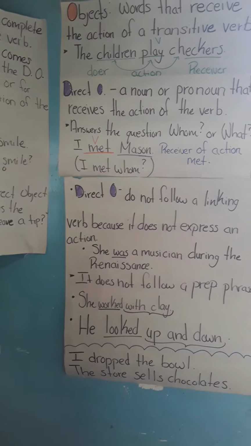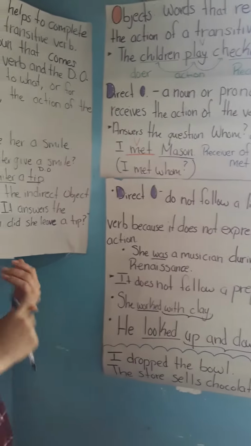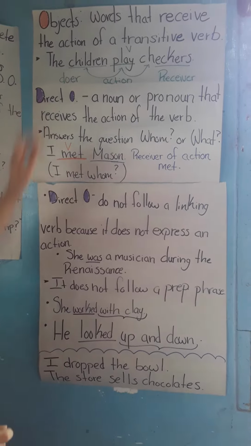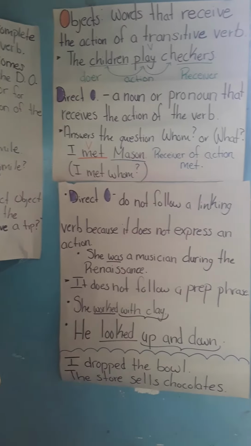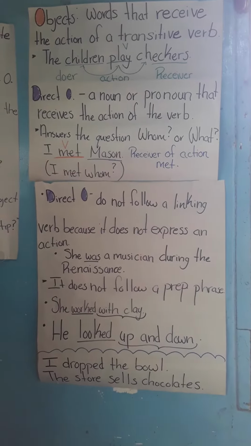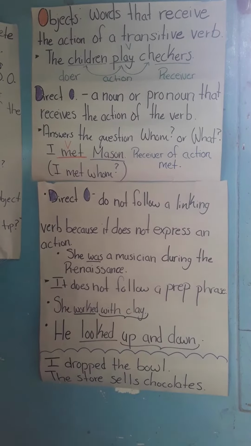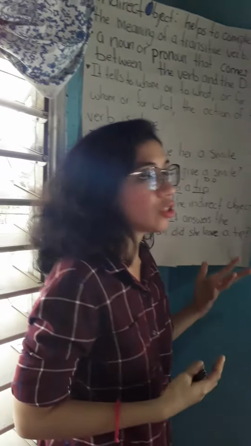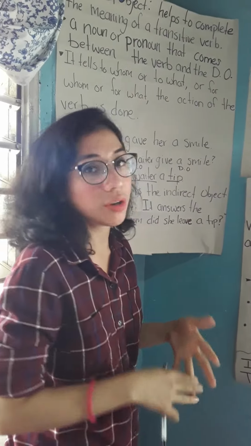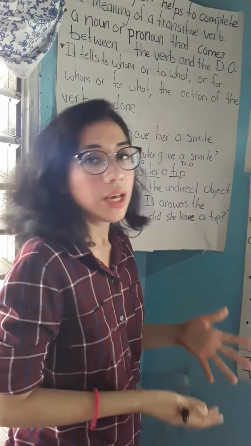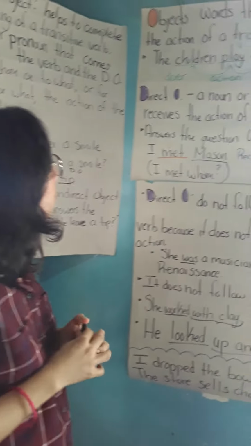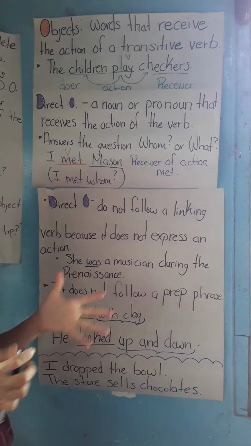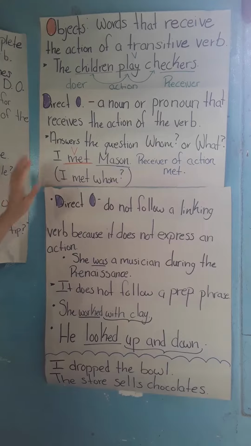We have two types of objects. The first one is the direct object, which is a noun or a pronoun that receives the action of the verb. When you find an object, you have to try to determine whether it is a noun or a pronoun. If it is not a noun or a pronoun, it is not the object of the sentence. So the direct object is the direct receiver of the verb.